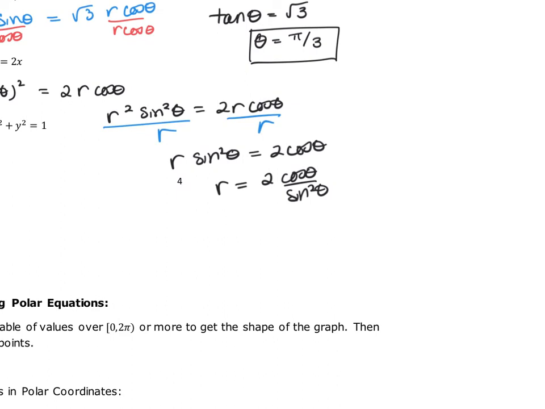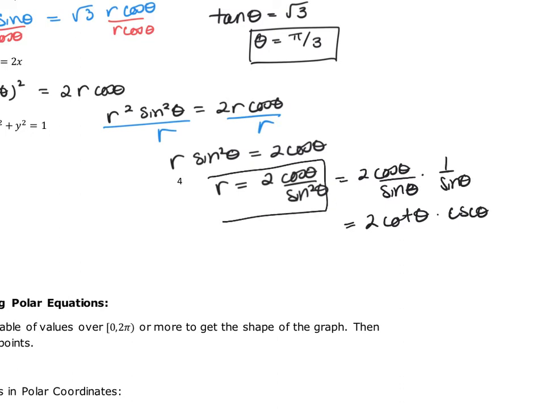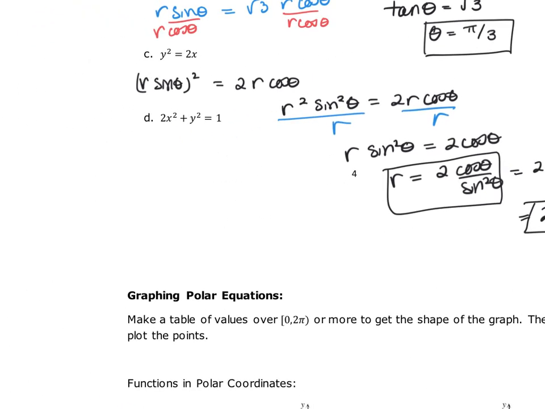That's totally fine. If I want to break this apart, I can write this as 2 times the cosine of theta over the sine theta, multiplied by 1 over the sine theta. That's equivalent to sine squared in the denominator, which is 2 the cotangent of theta times the cosecant of theta. I'm okay if you leave it here, or you can go all the way to here. Let's take a look at my last one here.